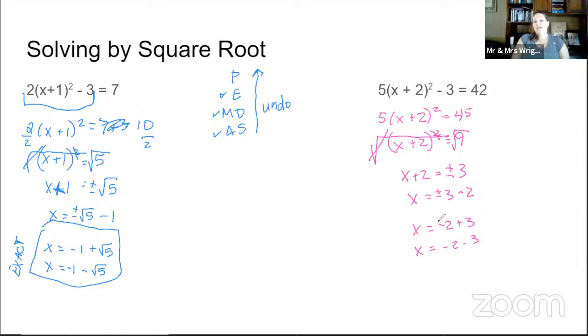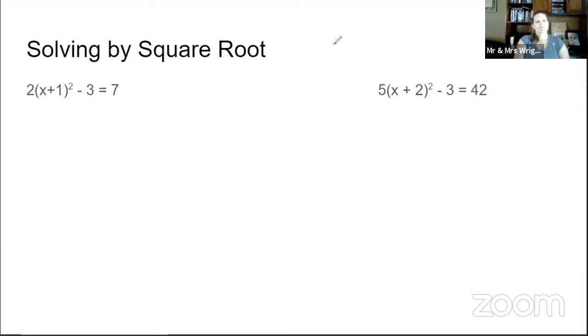So I suggest, again, because these are negatives, definitely use your calculator, okay? -2 plus 3 is going to be 1, and -2 minus 3 is -5. So x equals 1 and x equals -5. There is no approximate answer for this one because we have all real numbers. Only exact answers for this problem.